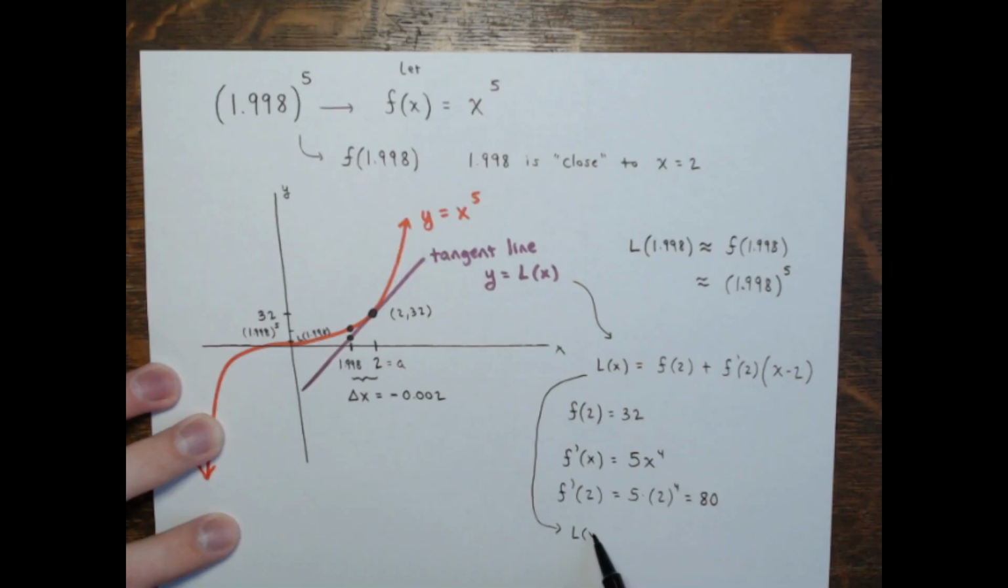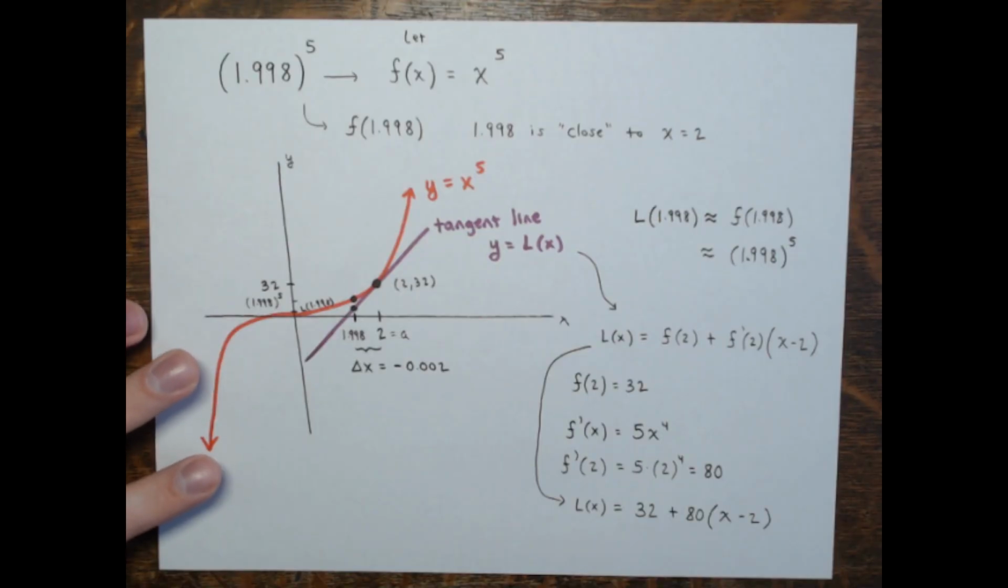So here's the tangent line function, L of x. L of x would be 32 plus 80 times the quantity x minus 2. Now, if you want to put this in slope-intercept form, you can, but I'll leave it this way.